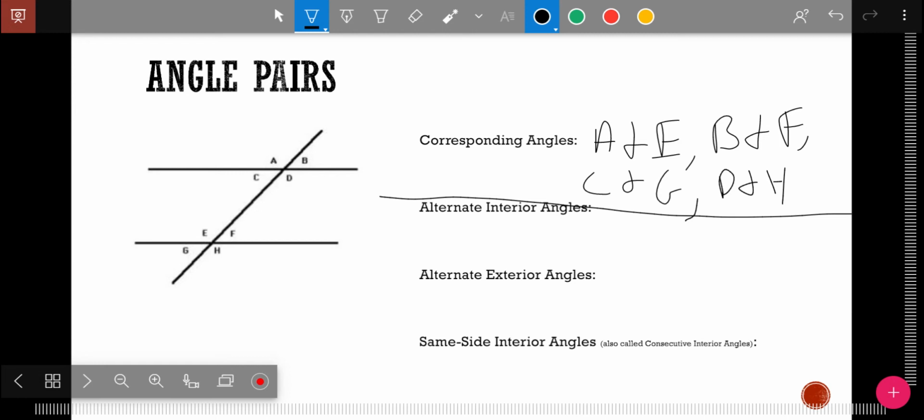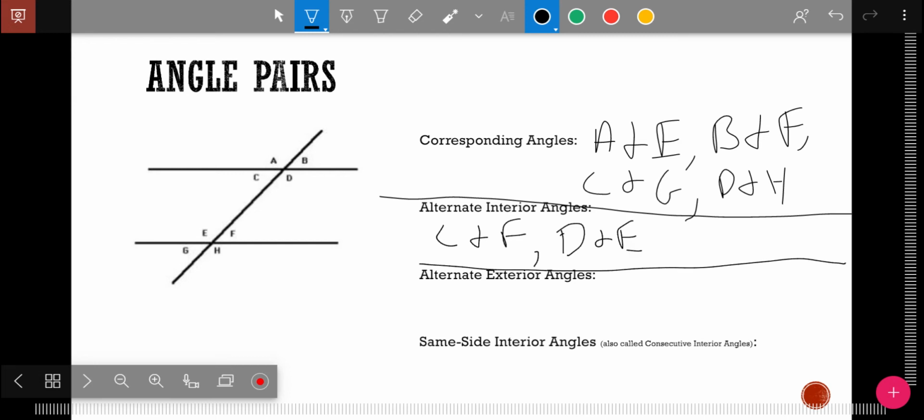Alternate interior, opposite completely, but they're also interior completely, right? And so C and D, no, not D. D is a linear pair. That's just a linear pair. We have that already, right? C and F. So they're both on the inside, but they're completely alternate of each other. Or D and E. And so C and F or D and E are alternate interior.